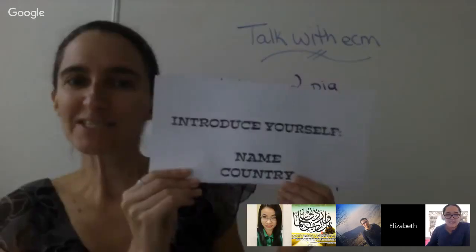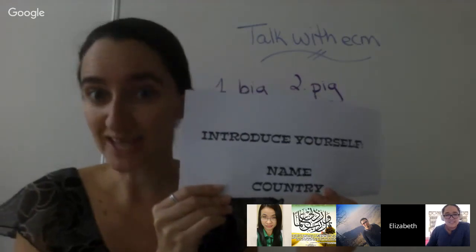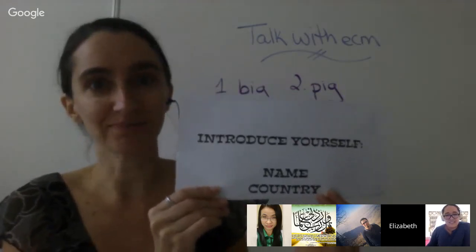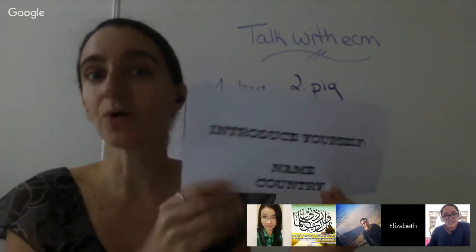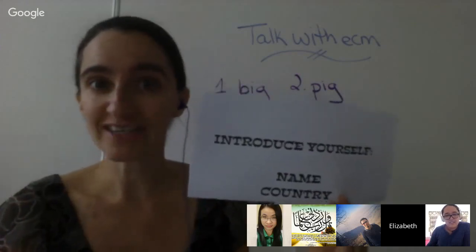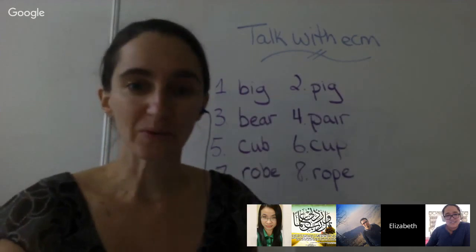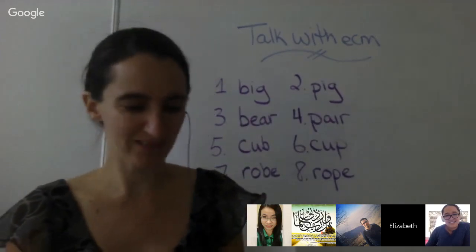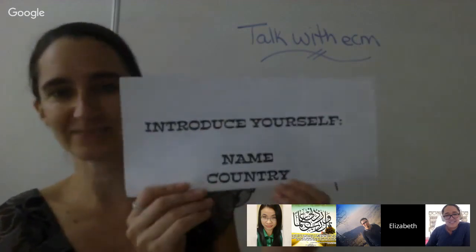Name and country. So my name is Elizabeth, and I'm from the USA. Right now, I live in Europe. I live in Austria. But my mother language, or my first language, is English. So we have 4 guests here so far. Rochelle, would you like to go first? Introduce yourself, please. Okay, first me.